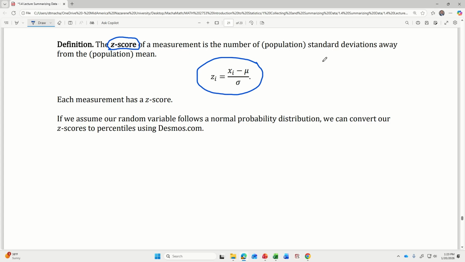We tend to assume that a random variable follows a normal distribution, especially if we don't explicitly specify that in a question. You could just assume it's a normal probability distribution in this class. And we're going to use the Desmos test mode app to convert z-scores into percentiles. Okay, but remember this formula. Put this formula on your 8.5 by 11 notes sheet that you're going to use on your test next Tuesday.